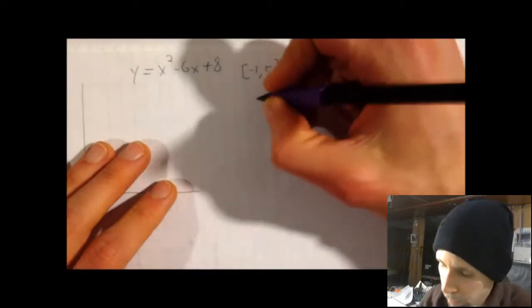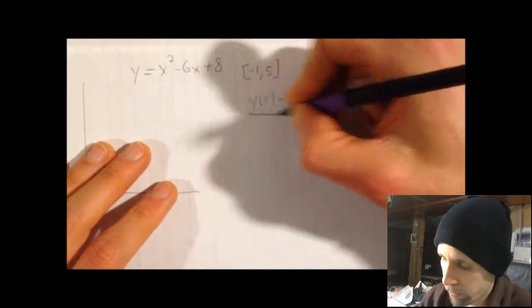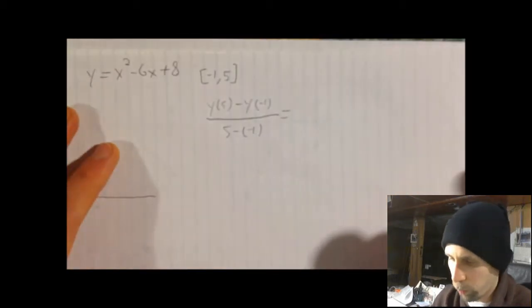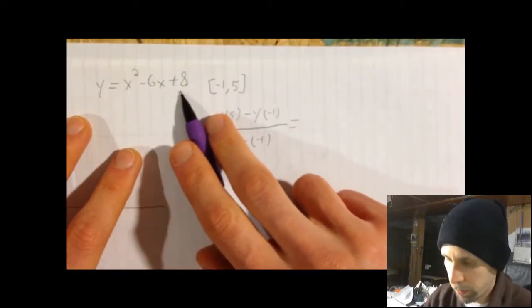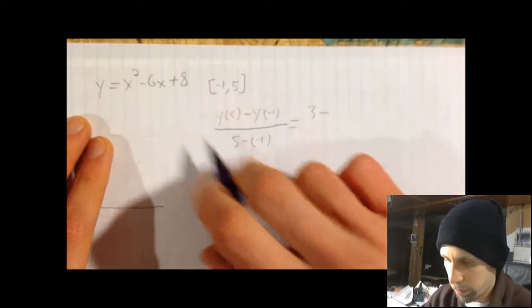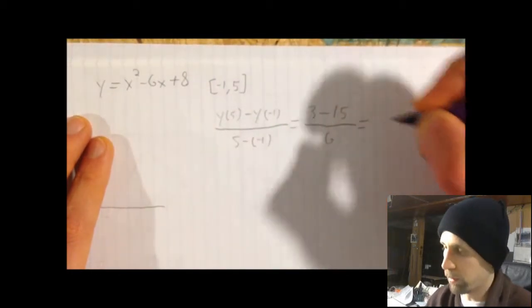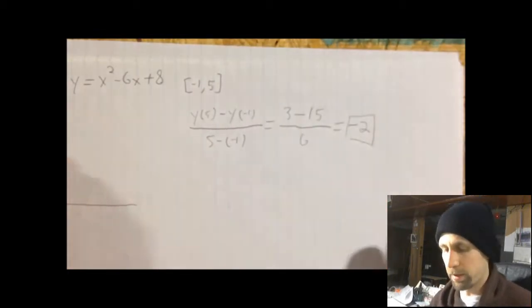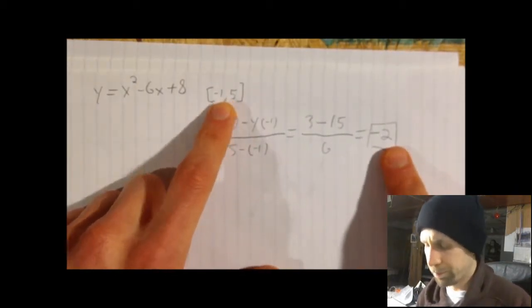So the average rate of change, I'm going to ignore the graph for now. I'll come back to that. The average rate of change is just y of 5 minus y of minus 1, divided by 5 minus minus 1. When I work that out, y of 5 happens to be 25 minus 30 plus 8, which is 3, minus y of minus 1, and that works out to be negative 12 over 6, which is negative 2. So the average rate of change on this interval is minus 2.